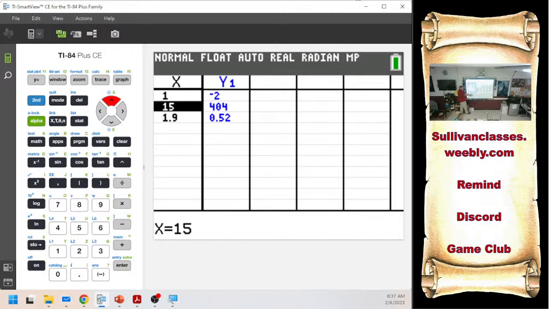The emulator like hates this entire bottom section. 1.5. Get right, Frank. Okay. 1.999.